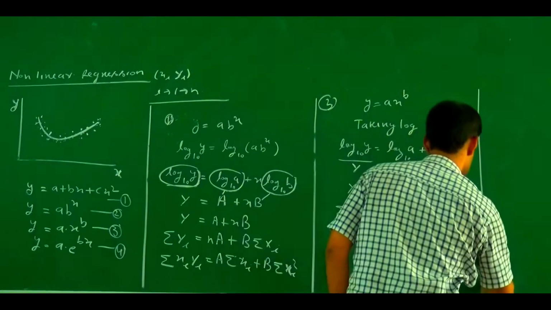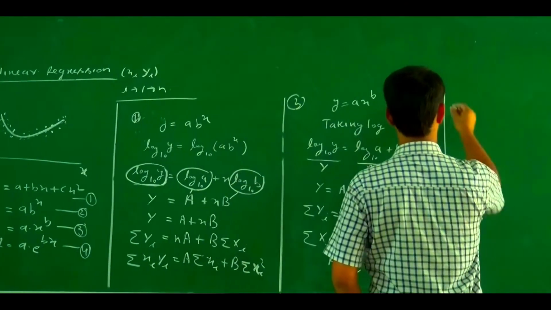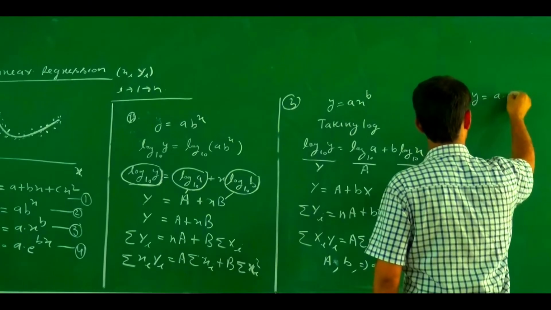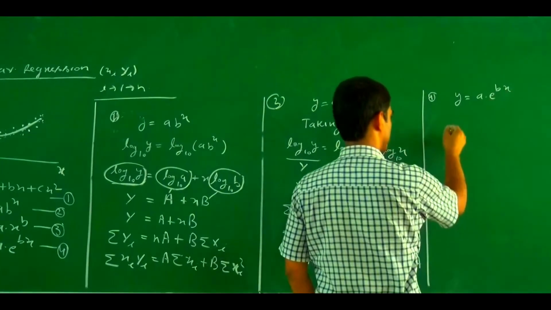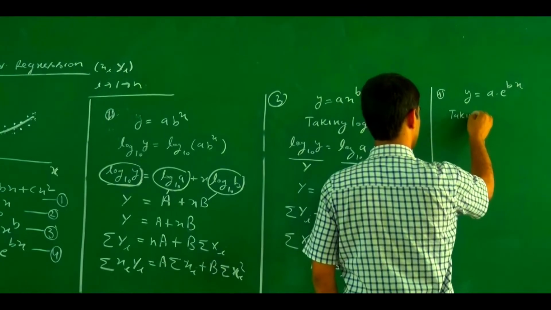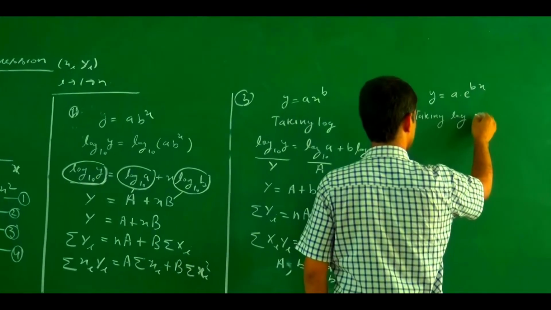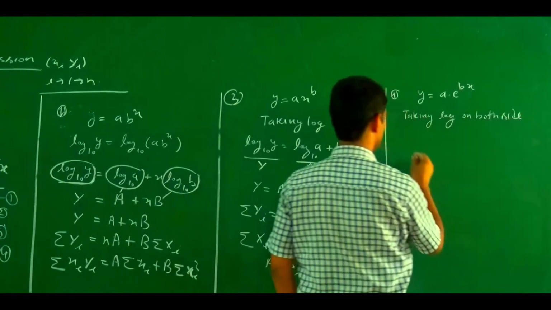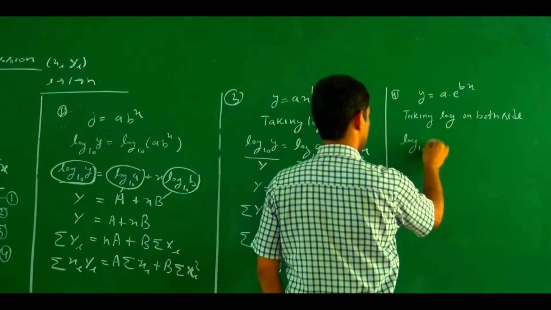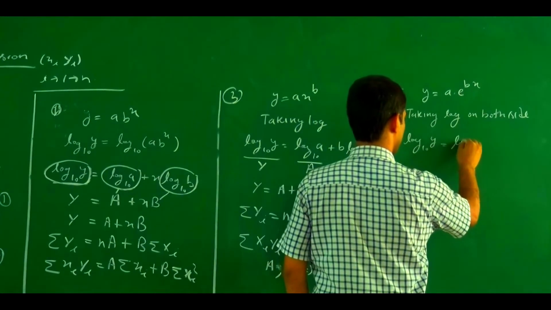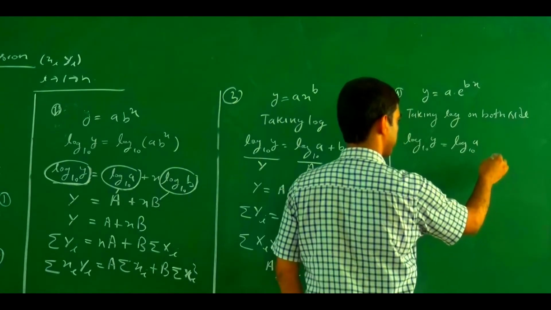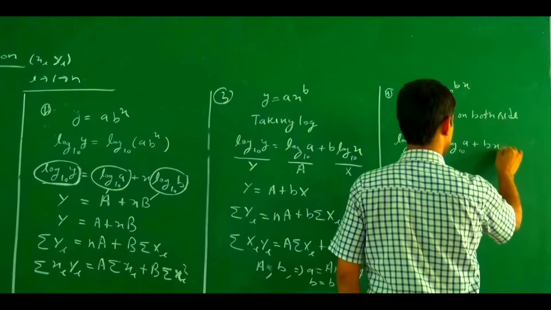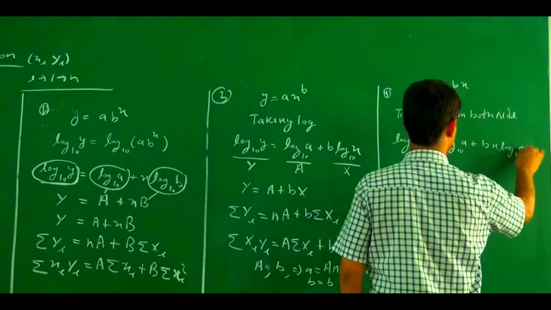Now the third one, or rather the fourth one, not the third one. The fourth one, if we write y equals a e to the power bx, now taking log on both sides, this becomes log of y equals log of a plus bx log base 10 of e.